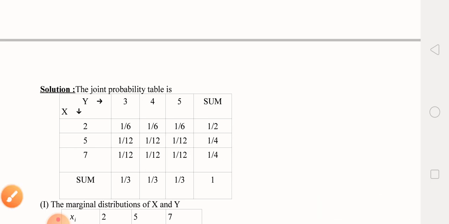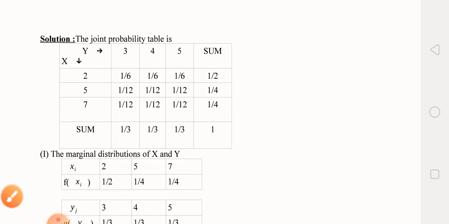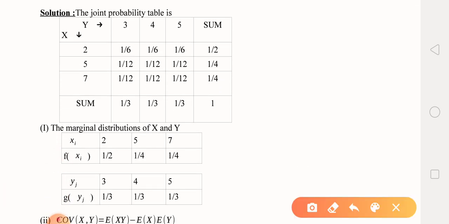Now we have to write the marginal distributions of x and y. How to write the marginal distribution? Look at x values. We have 3 x values, and the last column in front of the x values gives the probabilities for those x values. So the marginal distribution of x is x values 2, 5, 7, and the last column values half, 1 by 4, 1 by 4. Now how to write the marginal distribution of y?